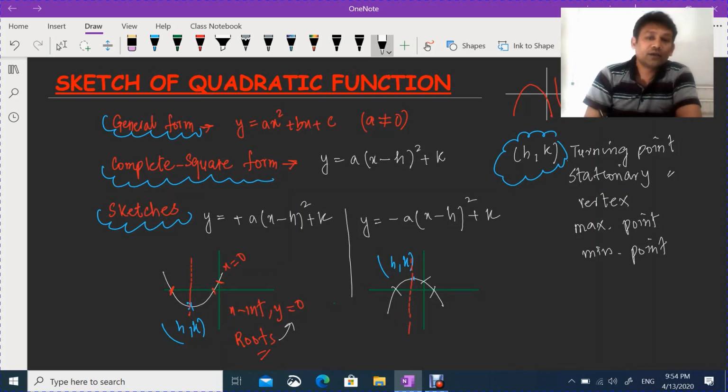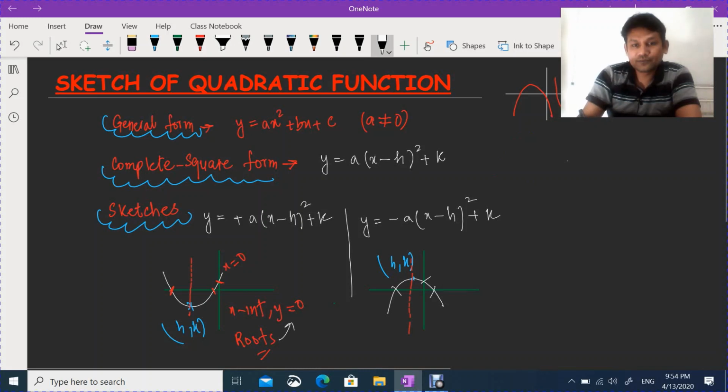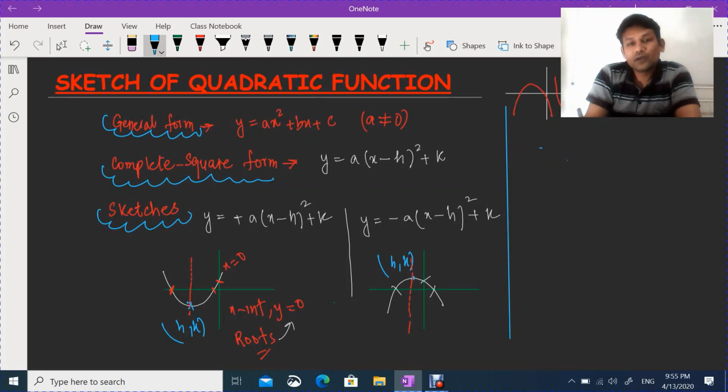Okay, what are the possible steps we should know to draw a quadratic sketch? Let me discuss. I'm writing some rules for that. The first step is that there are two types of question in the exam. Sometimes the domain is given, or the domain is not given.